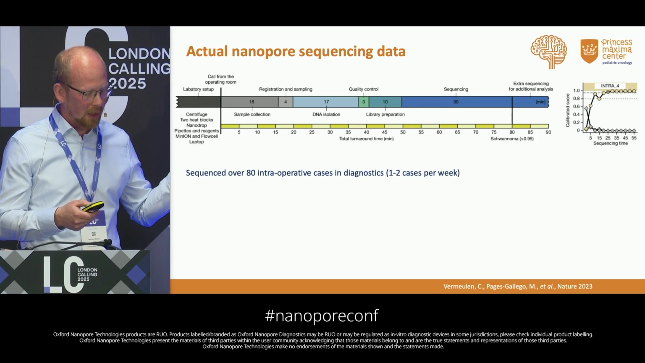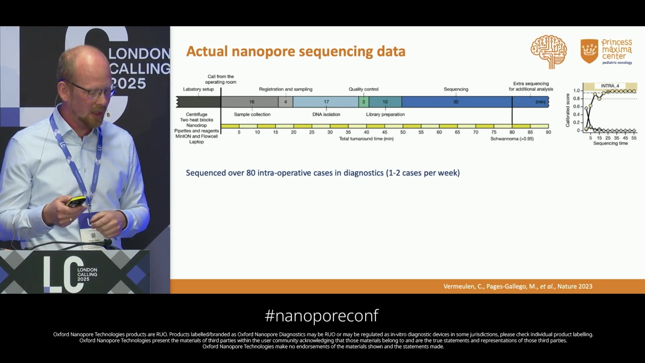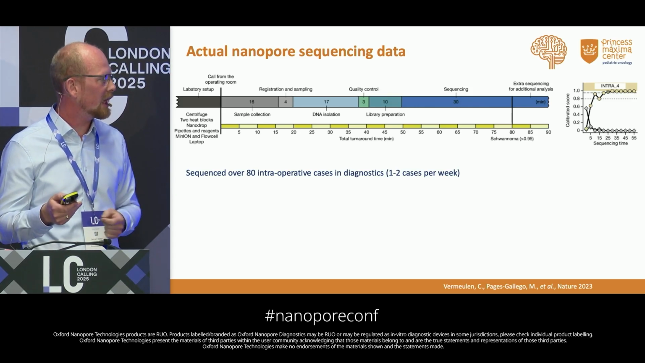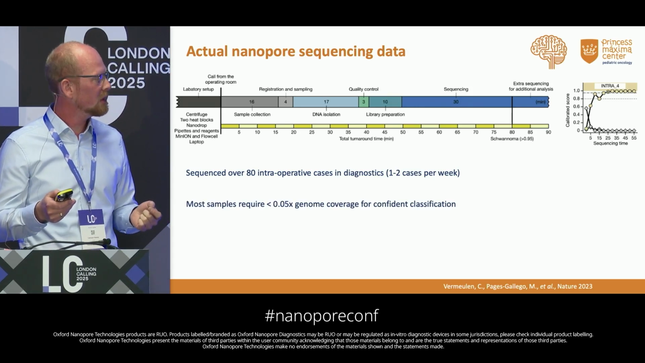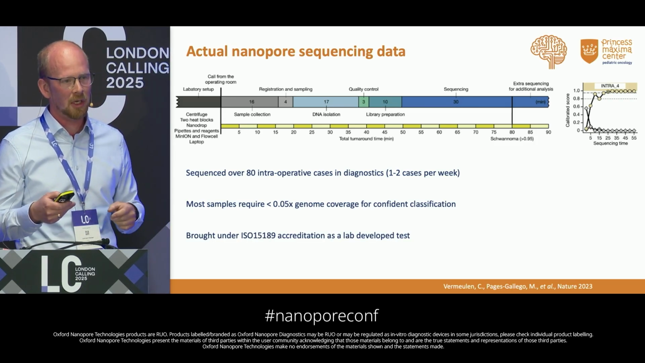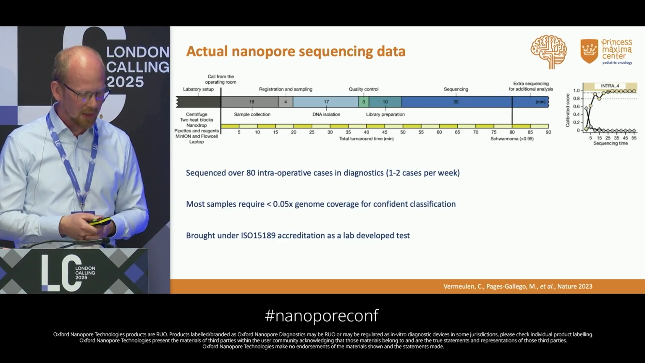Where we are now is that we've sequenced about 80 of these cases intraoperatively. We do about 1 to 2 brain surgeries a week, and this has become our standard of care diagnostics for these patients. This assay is now brought under our ISO 15189 accreditation, so it's really part of our quality control system. And we do this in a clinical setting.